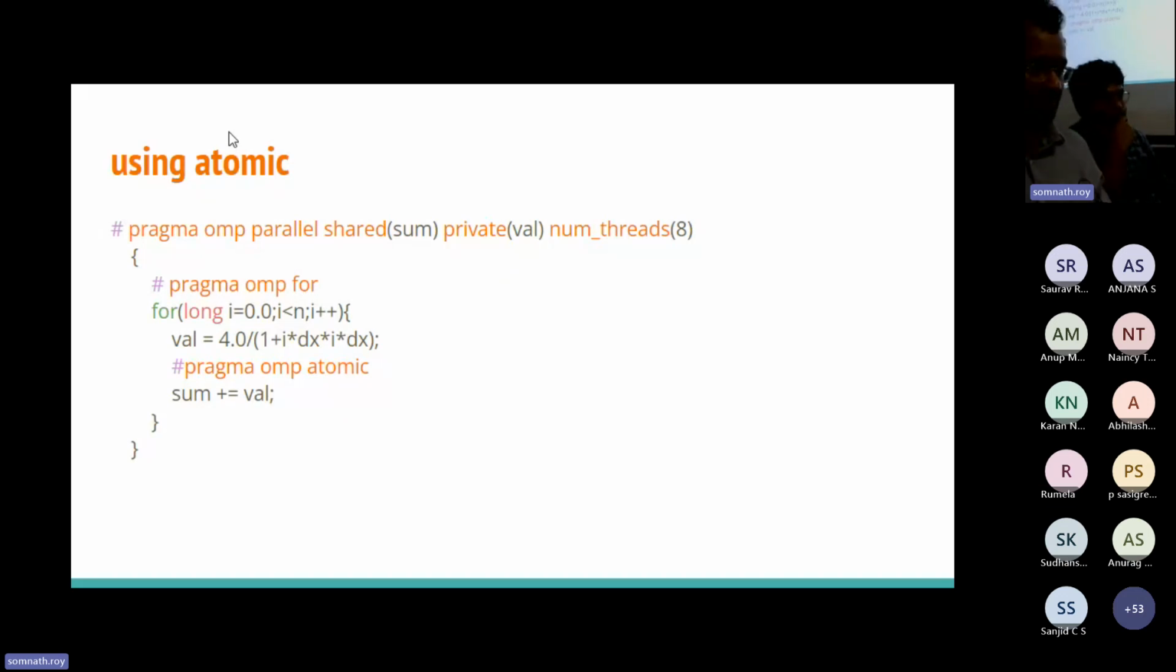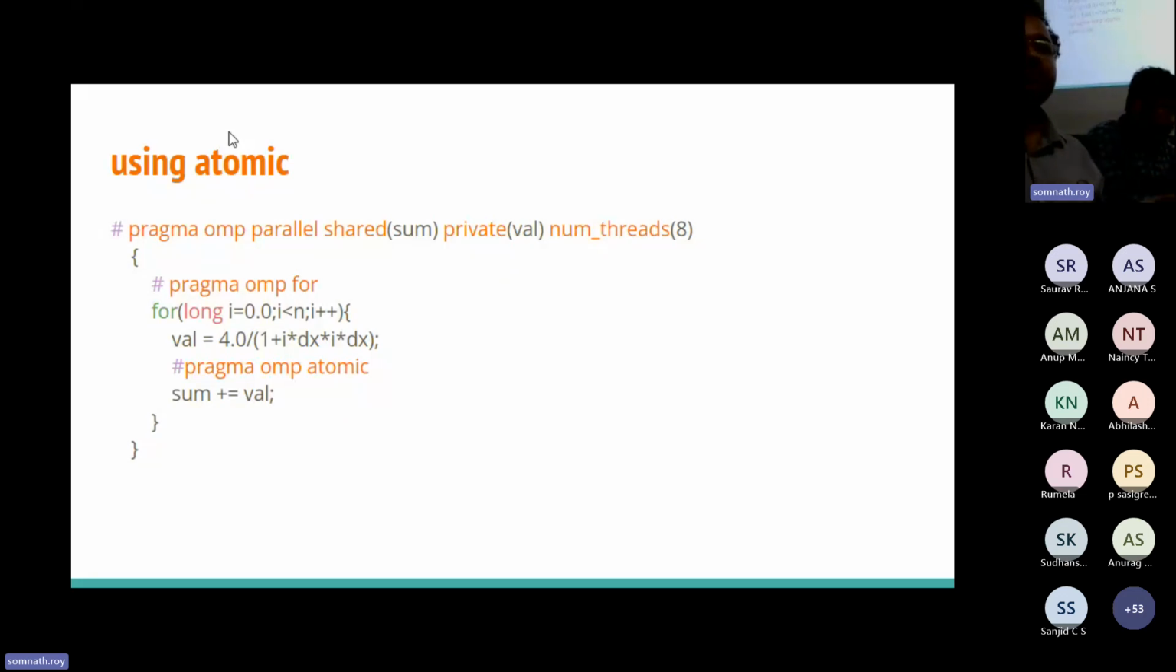In order to overcome the race condition, we use critical section or atomic. When we do critical section or atomic, the lock for the variable sum will be selected for one particular thread only. That part of the code will be serial, and the lock for the sum will be available to only one of the threads at a time.